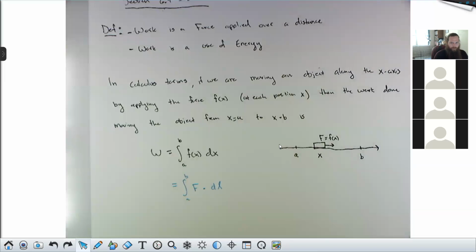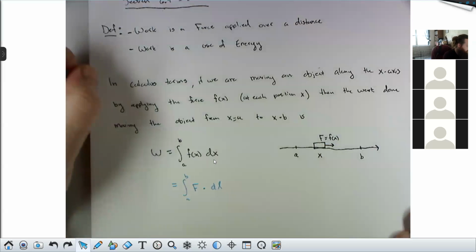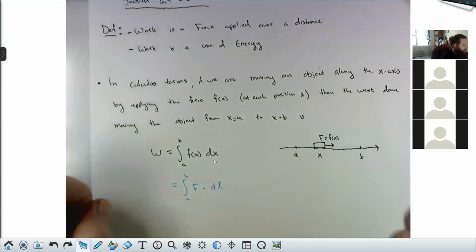First thing to notice, if your force is constant, if you're pushing with a constant force, then you really don't need this integral because you're just integrating a constant. So let's call this an example.